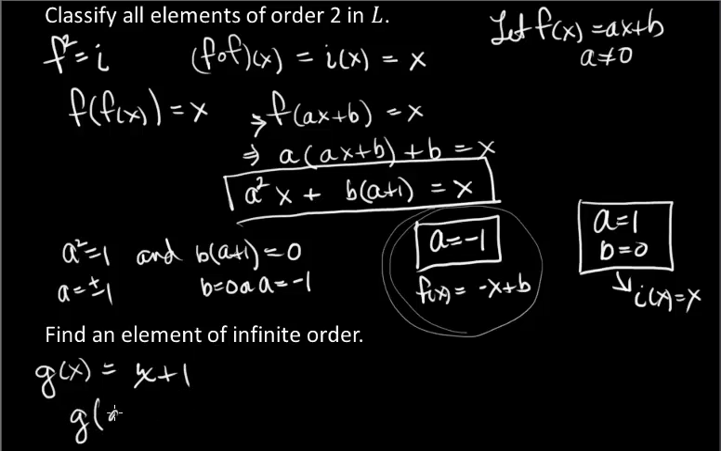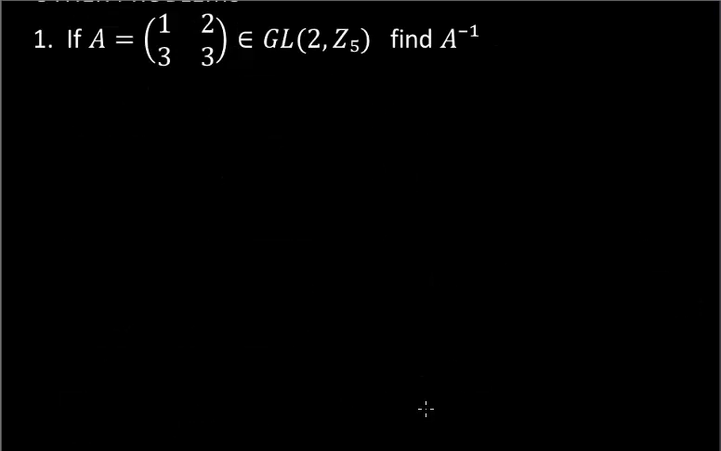Then let's see, the rule for g just says add 1. So g squared of x is going to be x plus 2. And if you want to write g cubed, you can. It means g cubed of x is going to be x plus 3. And so you see this just goes on forever, and you will never get back to the identity. So g of x equals x plus 1 is an element of infinite order in the group of linear functions with non-zero coefficients on x.